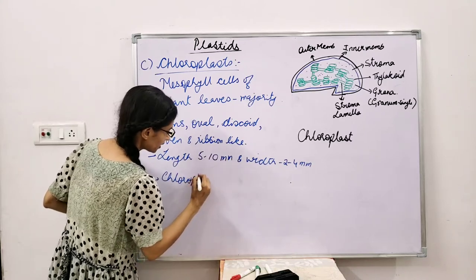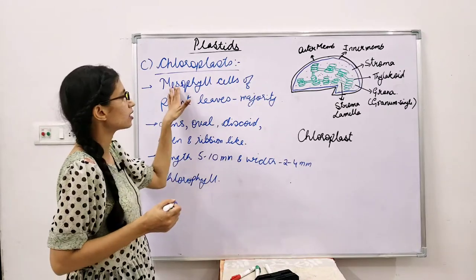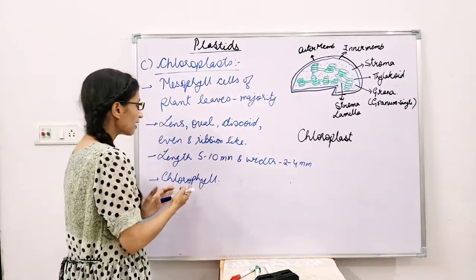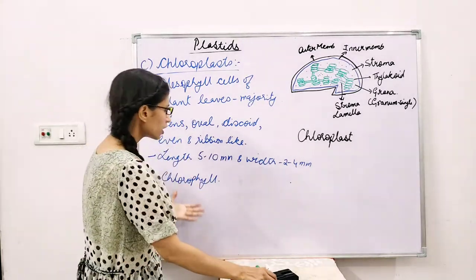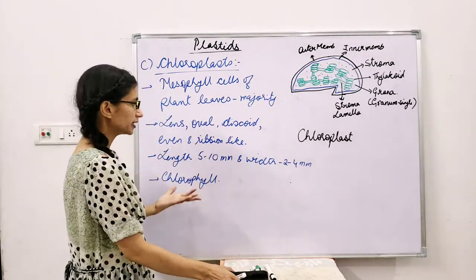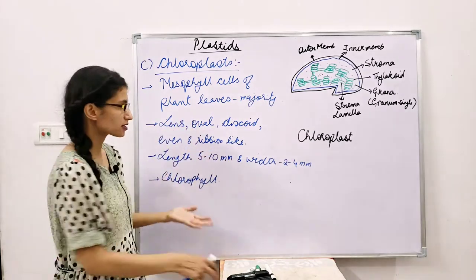Which contains the chlorophyll, which is responsible for the green color of the plant. So actually, the mesophyll cells are present in the plant leaves. They have the chloroplast, and then they have the chlorophyll present in them, which provides the green color. Majorly present in the plant leaves, they have different shapes that we have just discussed.